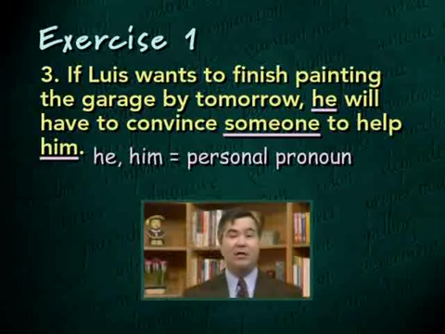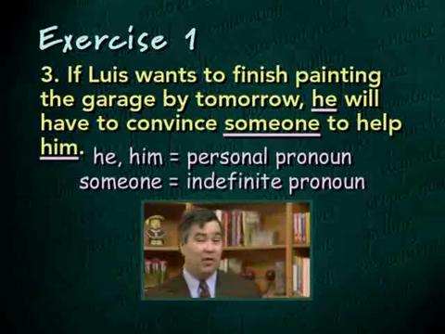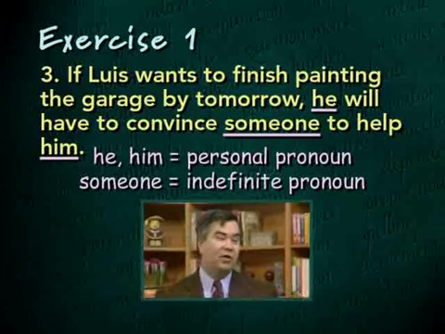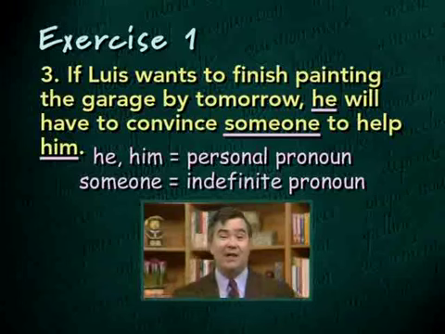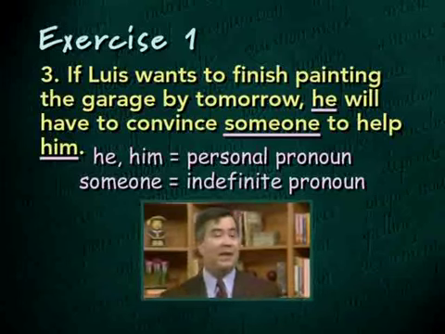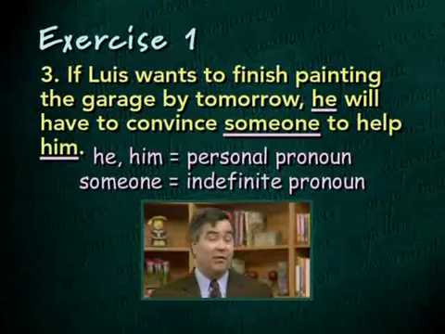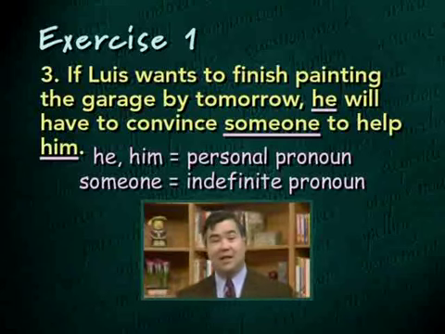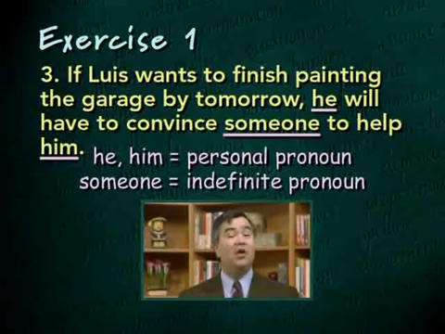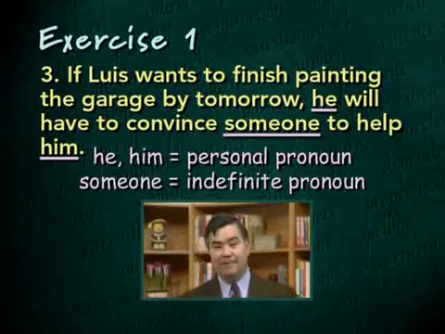The third pronoun, someone, is a different category. This is an indefinite pronoun. Notice how the indefinite pronoun someone refers to a person that is not specified. It doesn't say in the sentence who is going to help Luis with painting the garage. Probably Luis doesn't even know. And so an indefinite pronoun is used to indicate that the person being referred to is indefinite, unspecified, or unknown. And that's a typical use of an indefinite pronoun.